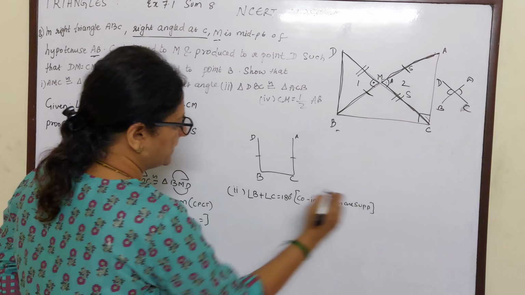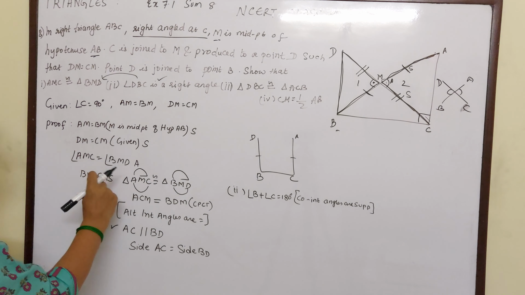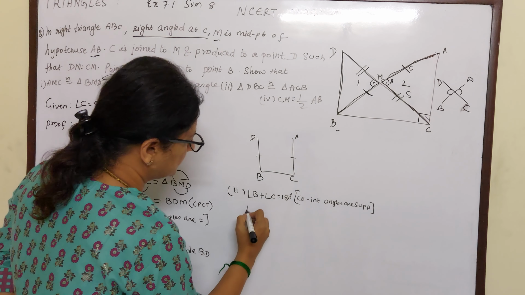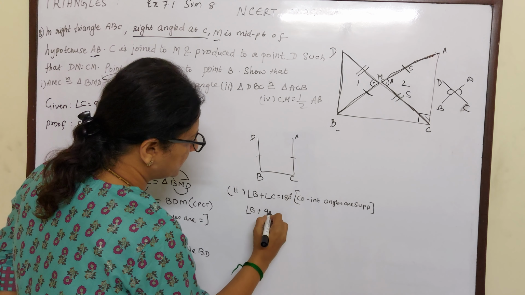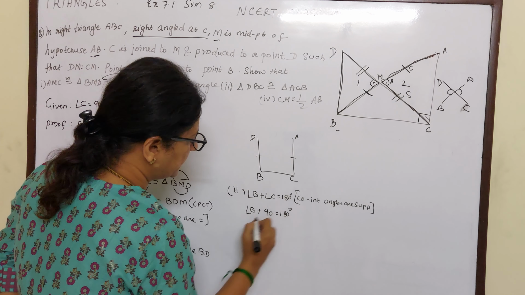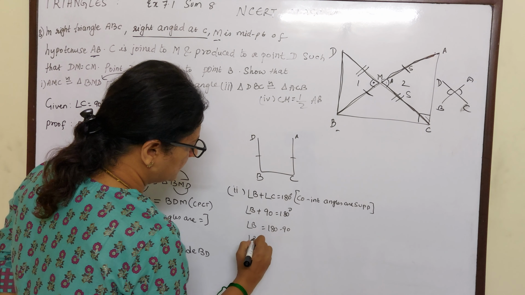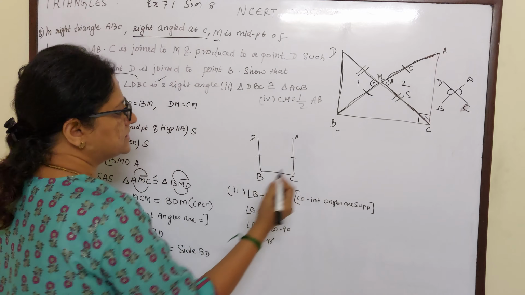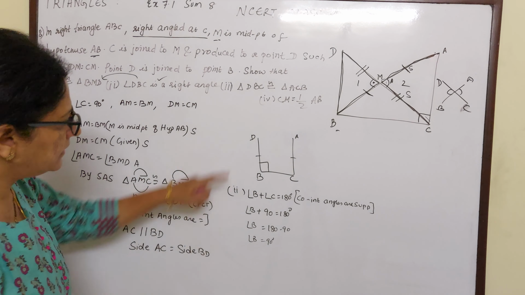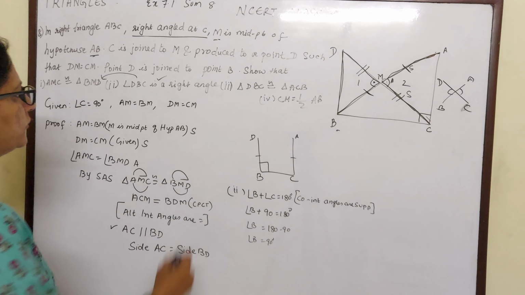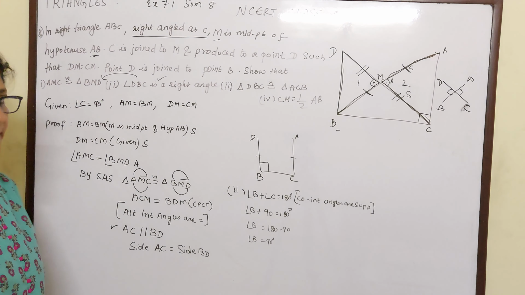Co-interior angles are supplementary. In this, angle C we know is 90 degree because it is given in the question, right angle at C. So instead of angle C, I will write 90. So angle B is equal to 180 minus 90, and angle B is 90. So this we had to prove, that angle DBC is 90, and we have proved DBC is 90.